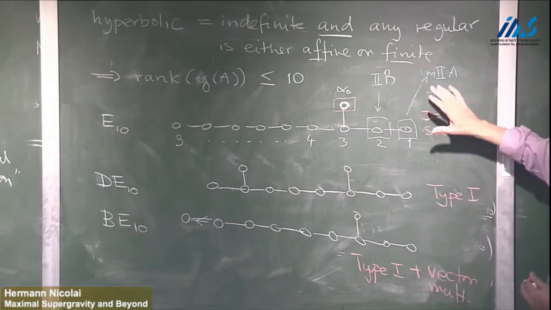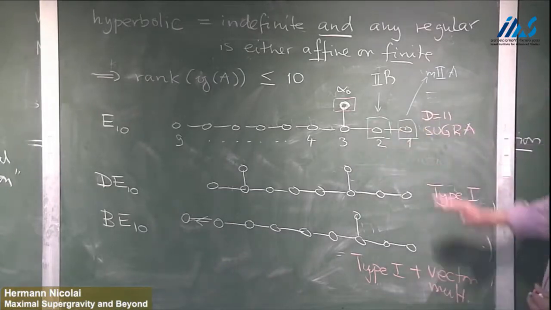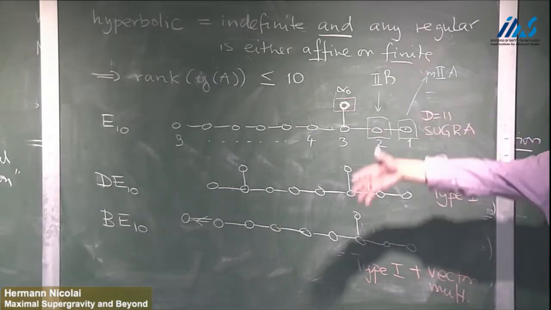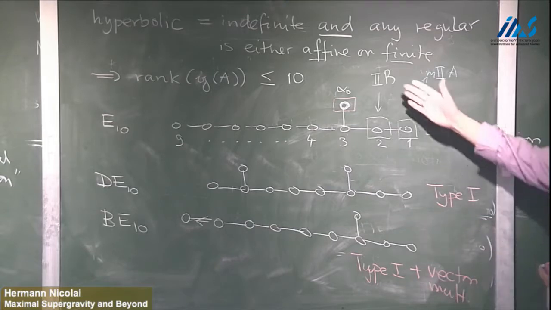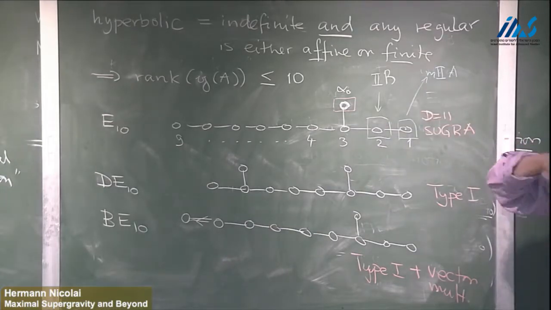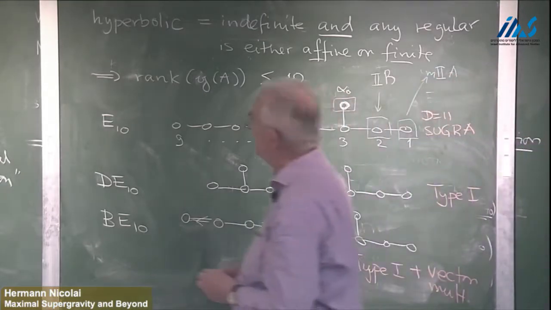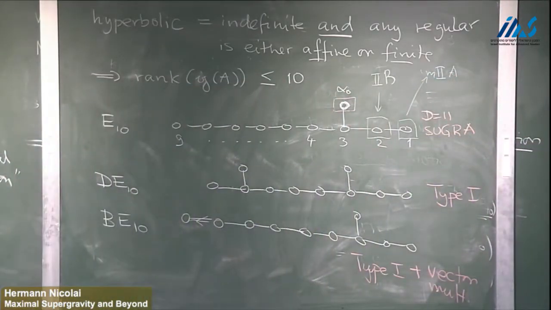So this is just to tell you that E10 encompasses all these cases because, depending on how you look at it, it contains the complete information about the bosonic spectrum of the supergravity series.